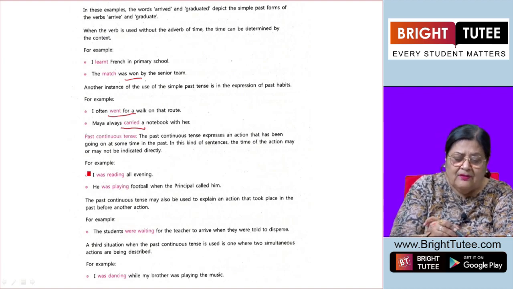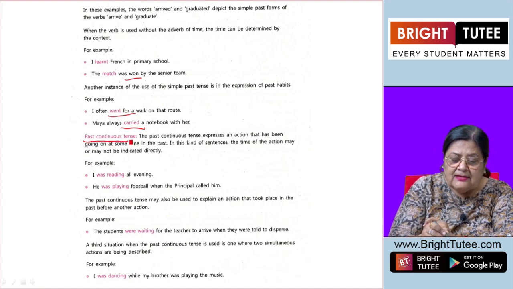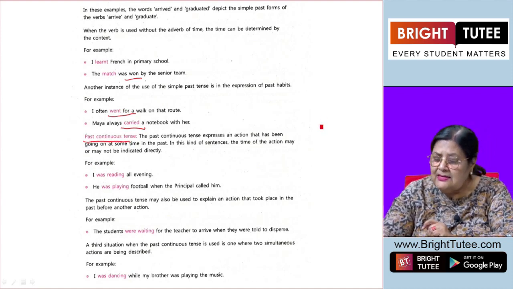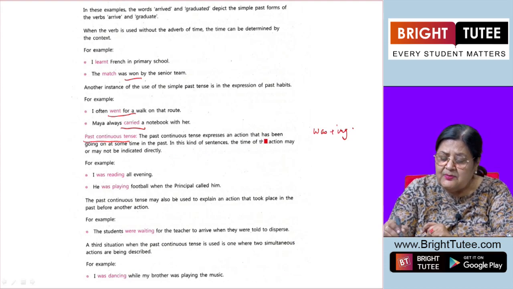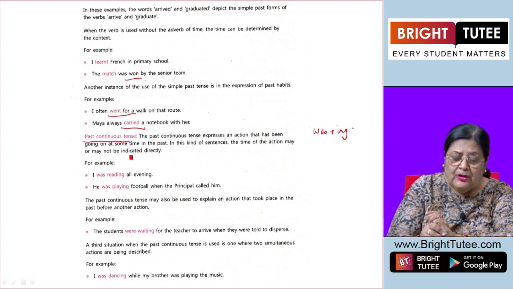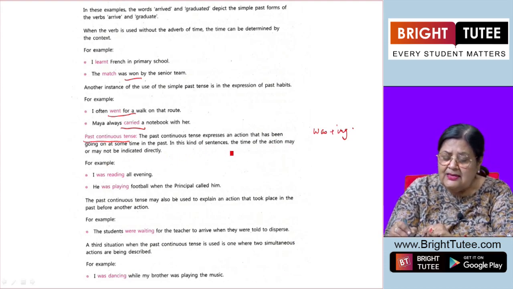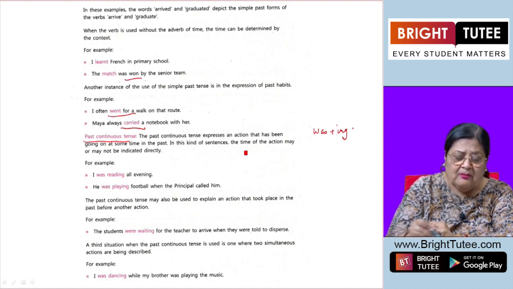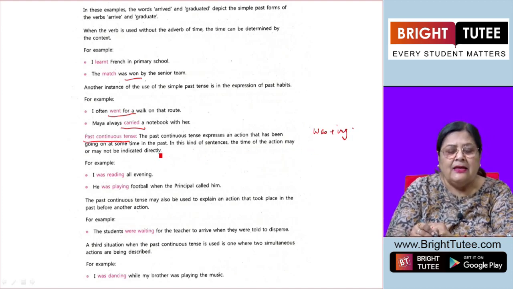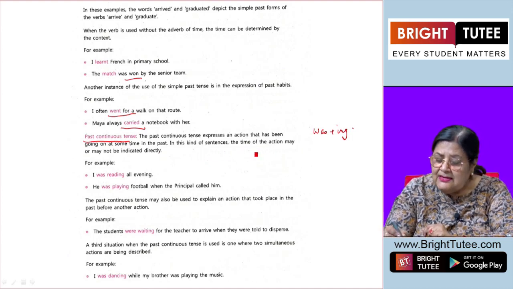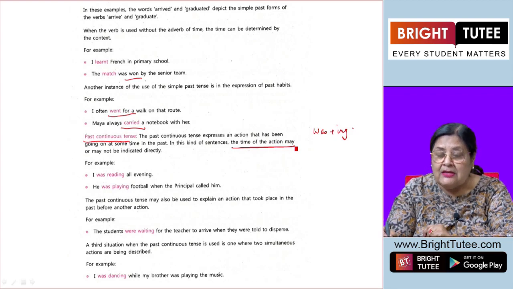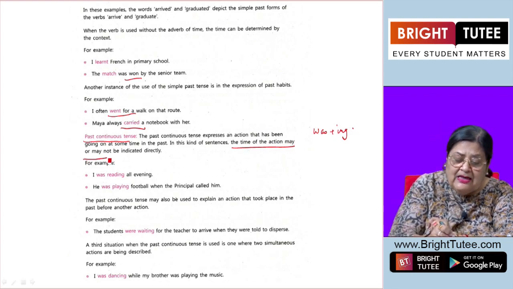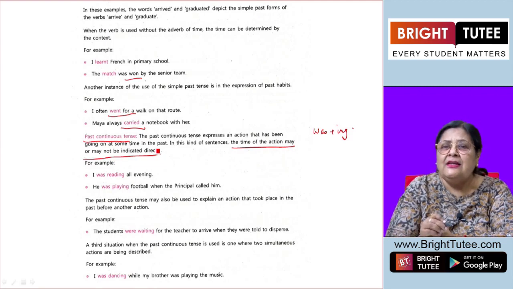Now, second, we are coming to past continuous tense. Past continuous tense is was plus ing. Past continuous tense expresses the action that has been going on for some time in the past. In this kind of sentence, the time of the action, what you are doing, may not be indicated directly. It is not indicated directly.